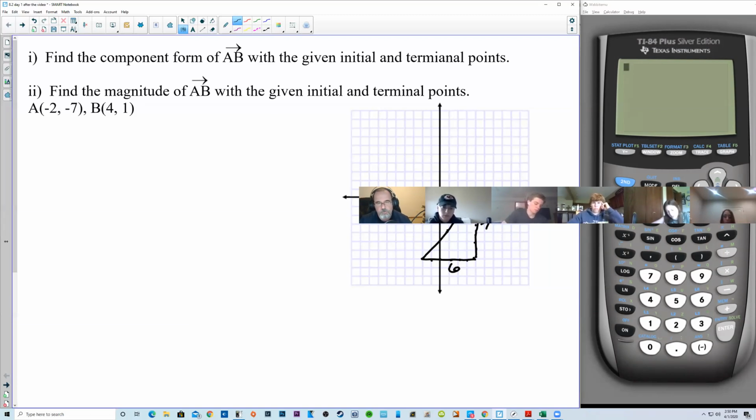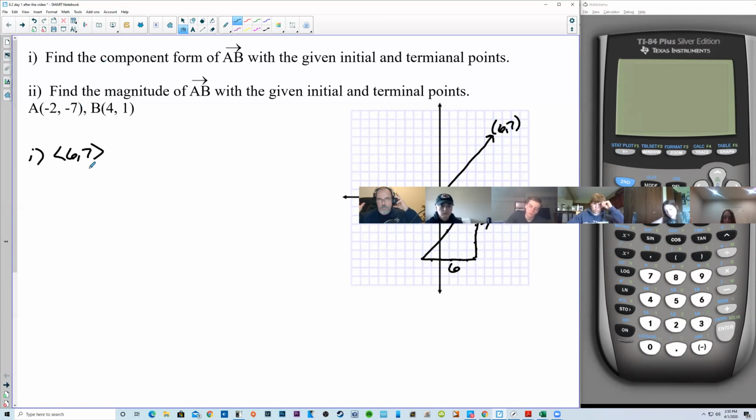Those two are the same vectors. We don't consider those different vectors. Location doesn't matter with vectors. So this is the point (6, 7). So the component form for part 1 is 6, 7.